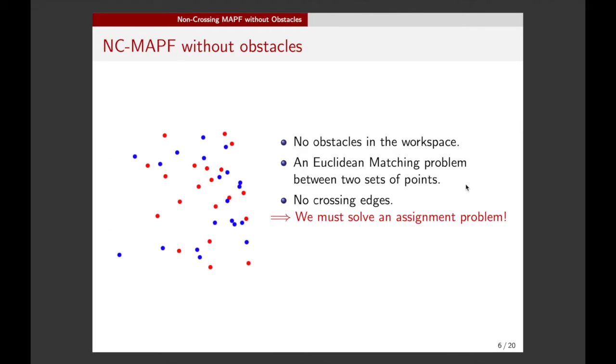Firstly, we consider the non-crossing MAPF without obstacles. As shown in this picture, there are no obstacles in the workspace, and there are 2 sets of points. The red one is the anchor points, and the blue one represents the destinations. The idea is to find a one-to-one matching between them with a minimum makespan, and the solution cannot contain any crossing edges.